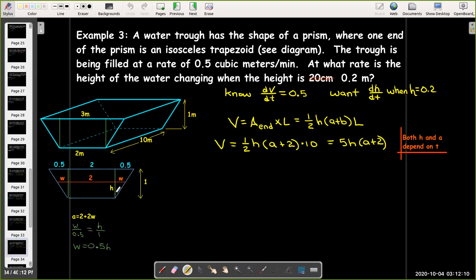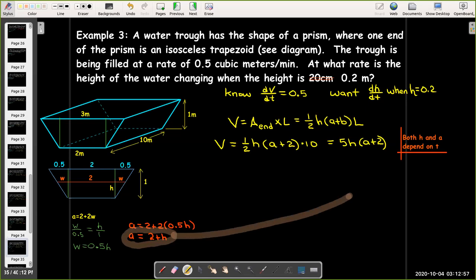So I can set up a proportion. w over 0.5 would be the same as h over 1, because the height of the entire water trough is 1. So that means if I solve for w, w is just 0.5h, and I can go ahead and substitute this 0.5h into my a equals 2 plus 2w, and simplify, that tells me that a equals 2 plus h. So I can take 2 plus h and put that in the place of a in my volume formula.